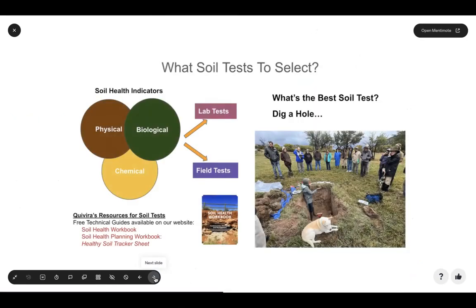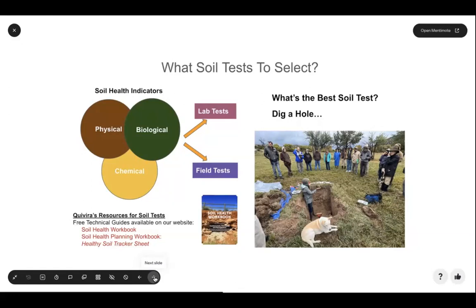So, obviously the next question is, well, what soil test should we focus on? What should we do within the time that we have together? It's a little bit outside the scope of this particular webinar to get into those lists and details, but Quivira does have some resources for that, talking about field tests and protocols and how to do that. The planning workbook, of course, is one, and then the soil health workbook is another, and those are both online.